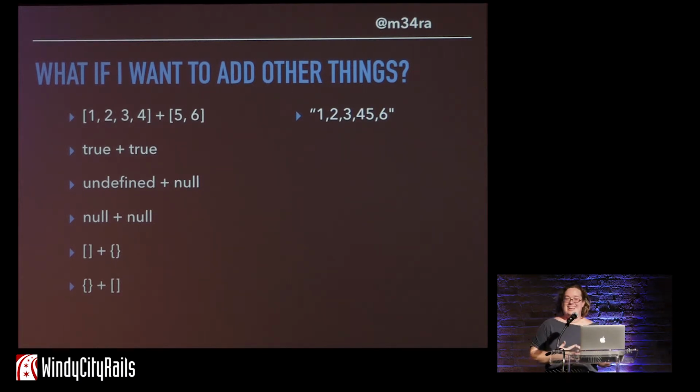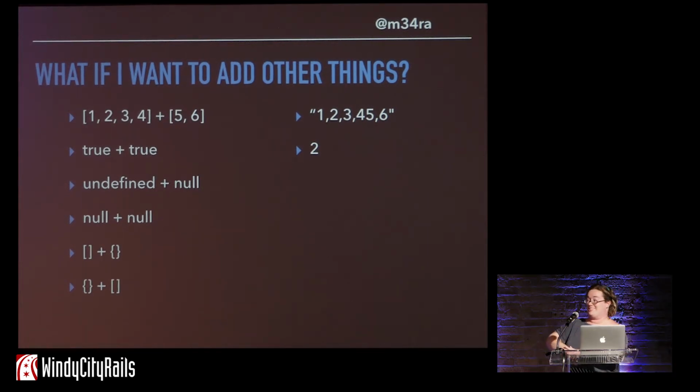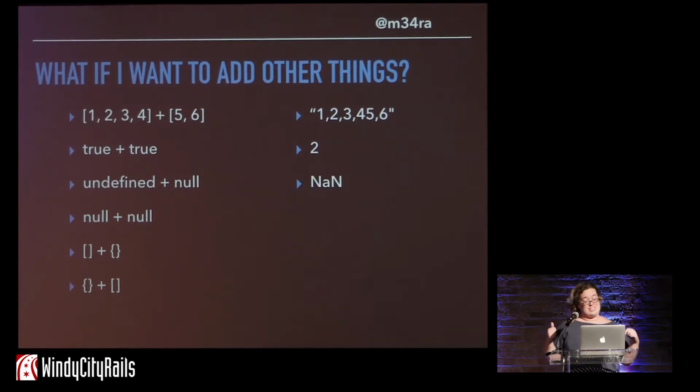Okay. All right. How about the second example here, true plus true? Okay, we got false, we got 2, all right. Okay, how about undefined plus null? Okay, we got a lot of different answers here. Not a number is what we're going to get. Null plus null? We got some nulls, we got some zeros. 0.